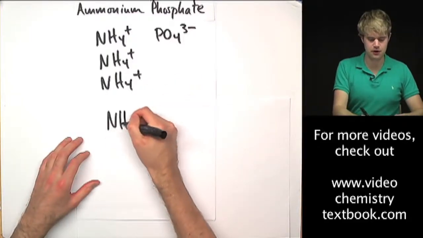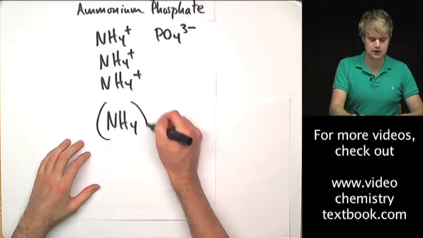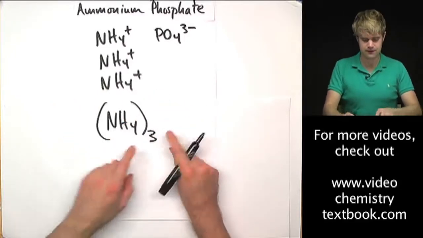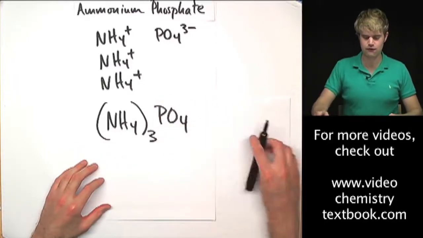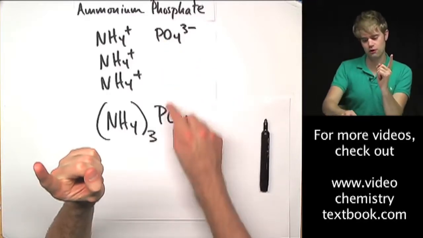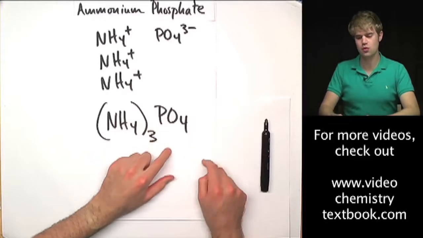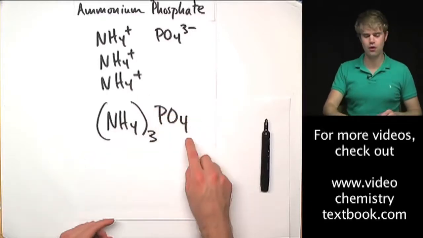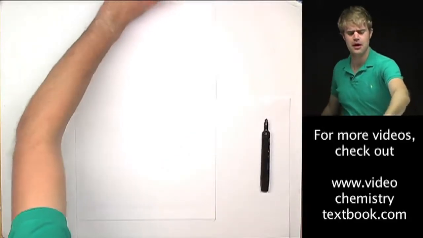So I've got ammonium NH4. I want 3 of those. It's a polyatomic ion, so it gets parentheses. Then there's a 3 after it to say I want 3 of them. And then I've got PO4 here, put it right after. Again, since I only want 1 of the phosphates, only 1 of the PO4s, no parentheses with 1 or anything. I just write PO4, and that's all I need to say that I have 1 of them. Okay, here's the last one.